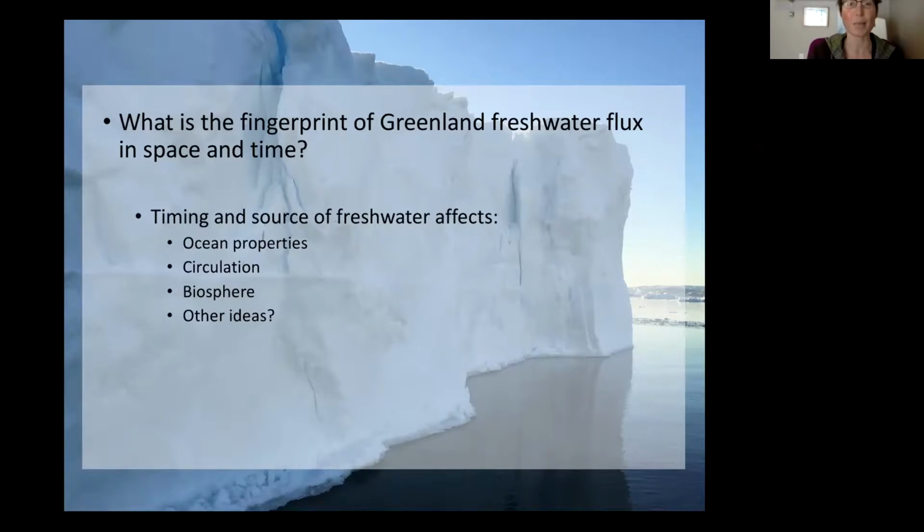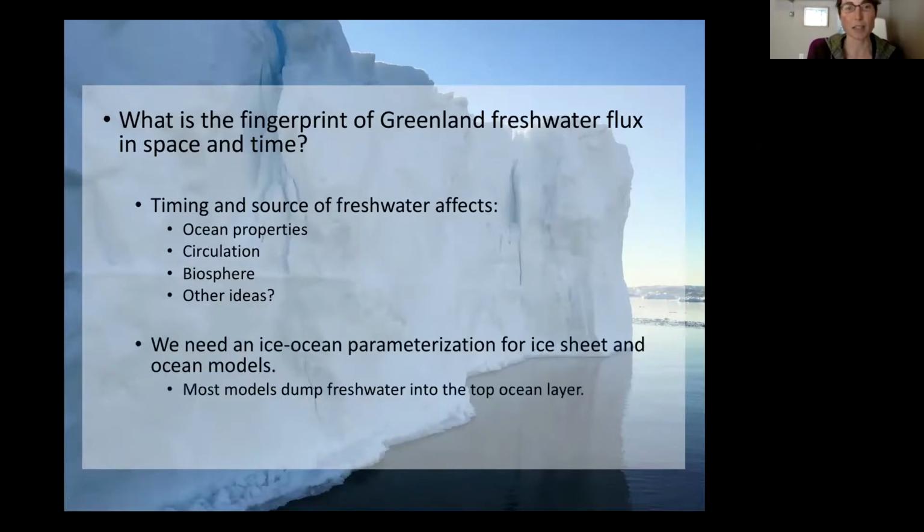And then another element of this is that translation between observations and models. It's common still for models to dump fresh water from the ice sheet into the top ocean layer. And there are groups who are working to improve this, but we haven't had data really to work with in order to make this improvement. All of this that I'll be chatting about today is covered in this paper that just came out at the end of 2017 with a group of collaborators I mentioned.